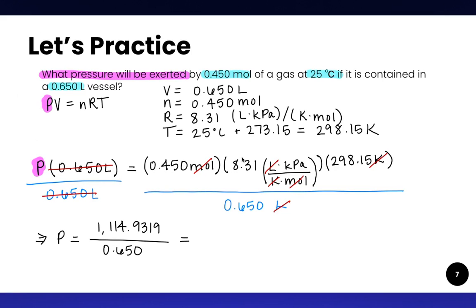So this is equal to 1,715.2799 kilopascals. We are allowed two significant figures in this one. 1, 2. The 1 won't affect it. So our final answer, I'm going to write this in scientific notation because it would just make more sense that way. 1.7 times 10 to the third power kilopascals.